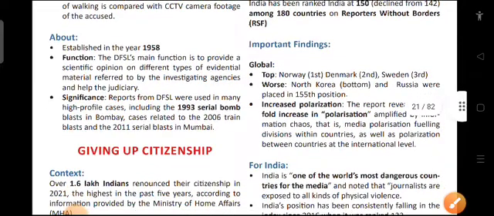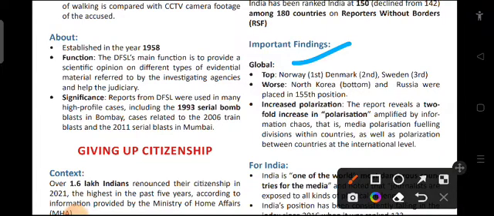Now what is the important finding? Globally, Norway topped. Then second place was secured by Denmark and Sweden. Worst countries: North Korea is the bottommost, and Russia is second bottommost because of that recent war.